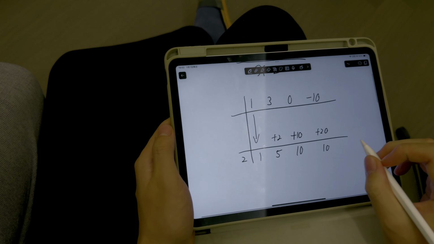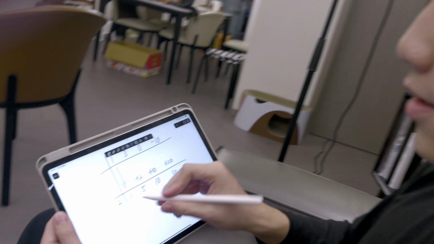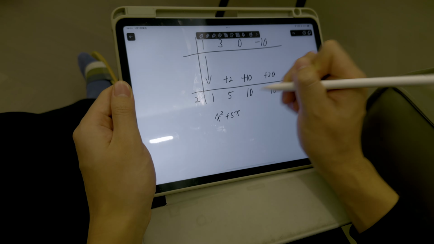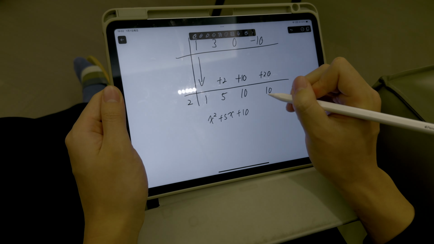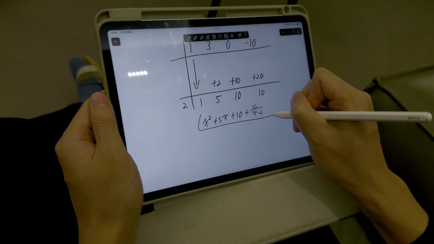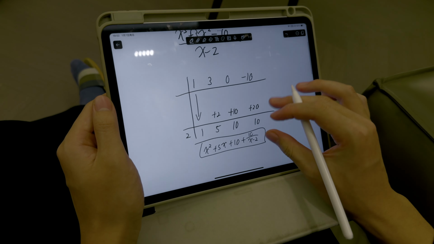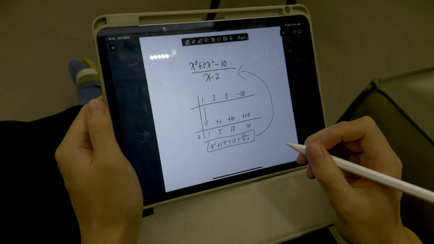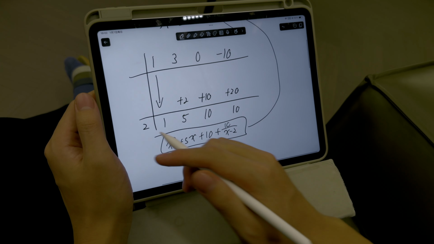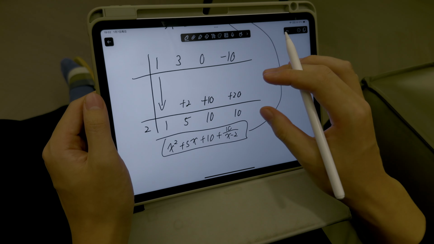Now we have finished this long division process. And the next step is to use these coefficients. We have 1 here, so let's write down x squared. And then 5 here, 5x, 10 here, 10. And for the final 10, it's a constant, so we put 10 divided by x minus 2. And this is the solution to this fraction. And because there's still a remainder here, 10, we can know that x equals 2 is not a root of this cubic equation. And this is Ruffini's method.